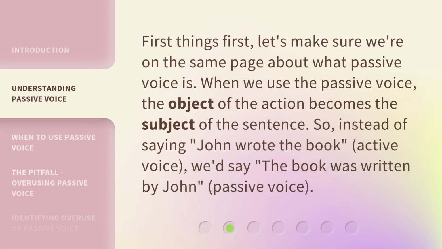First things first, let's make sure we're on the same page about what passive voice is. When we use the passive voice, the object of the action becomes the subject of the sentence. So, instead of saying, "John wrote the book," active voice, we'd say, "The book was written by John," passive voice.